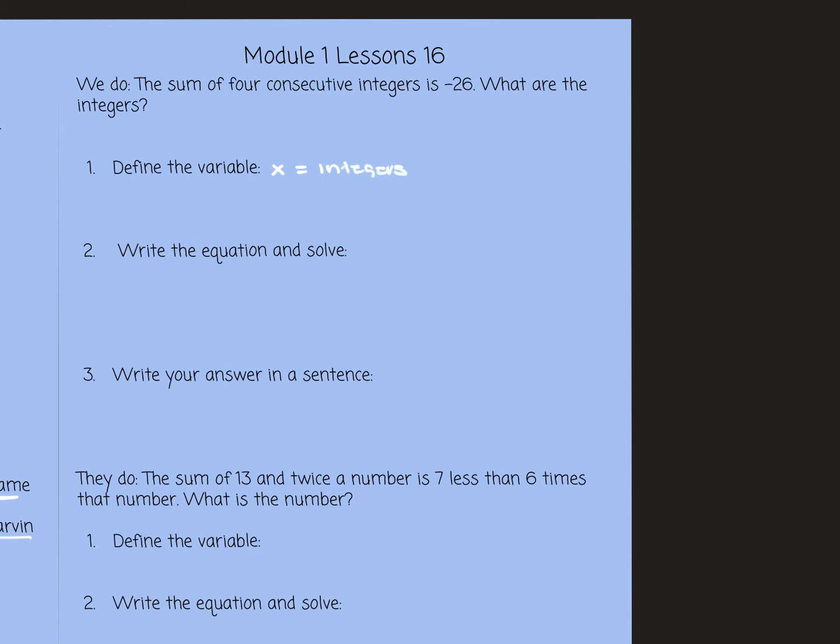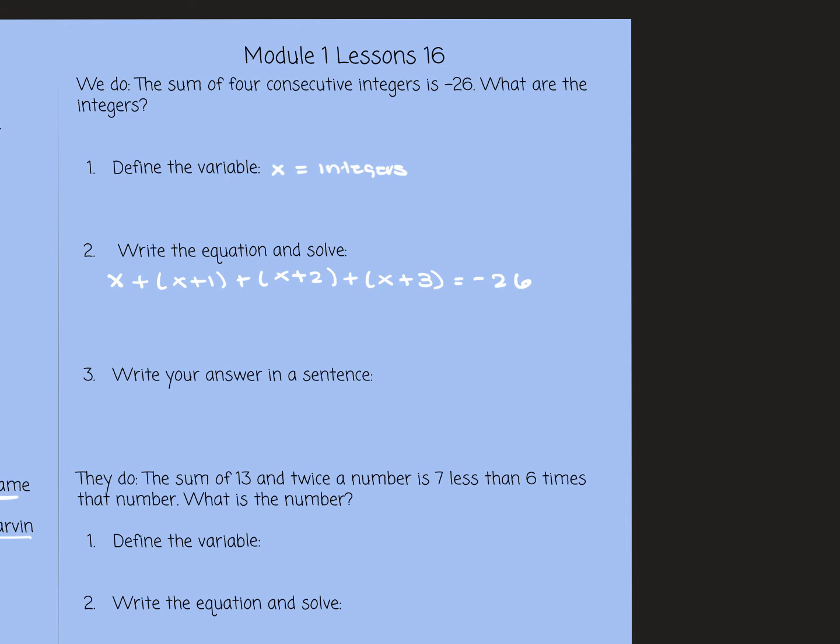All right, so since we have 4 consecutive integers, we're going to write our equation. So we have to include that x, plus 1, x plus 2, and x plus 3, and that's all going to equal negative 26. All right, what's going to be my next step here?